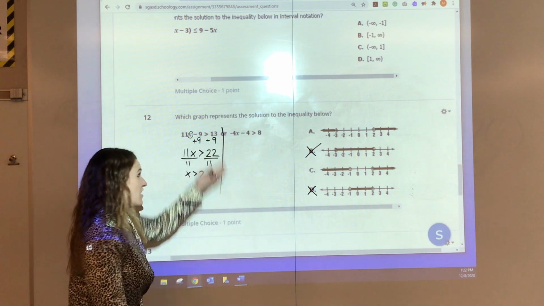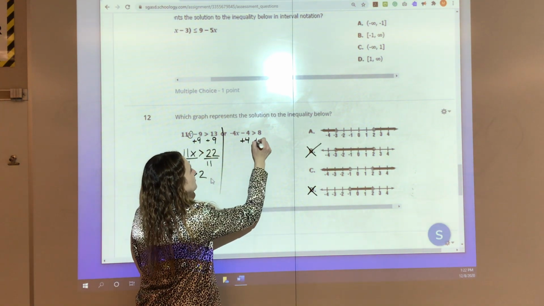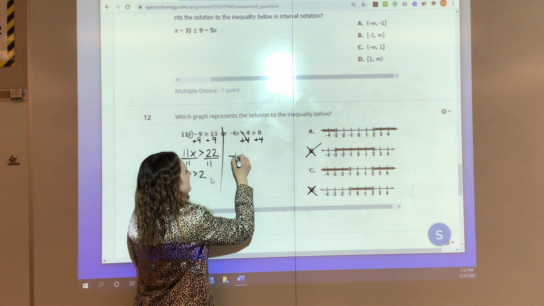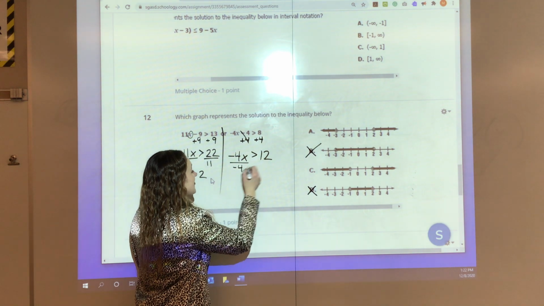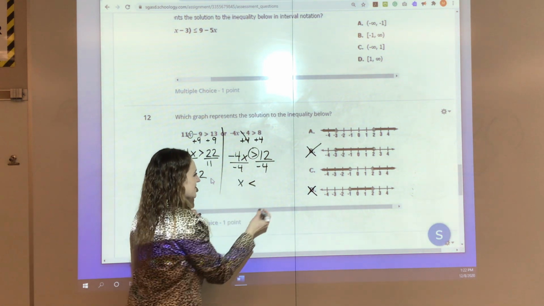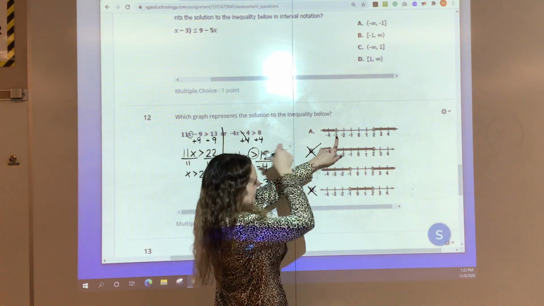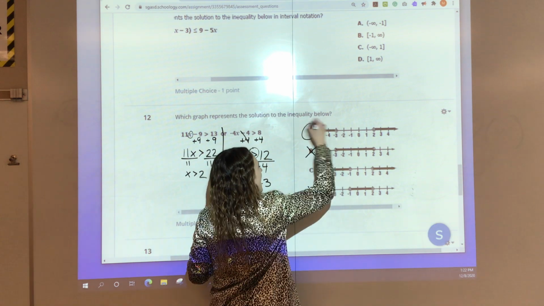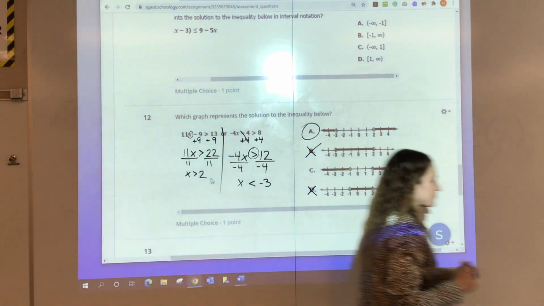All right, it looks like I'm gonna have to solve the other one. Over here, I'm gonna add the 4 first to both sides. Negative 4x is greater than 12. Then when I divide by a negative 4, I must flip my sign. So now x is less than negative 3. This one has negative 3, it's less than. This one has negative 1, so I know that A is the correct answer. Let's continue.